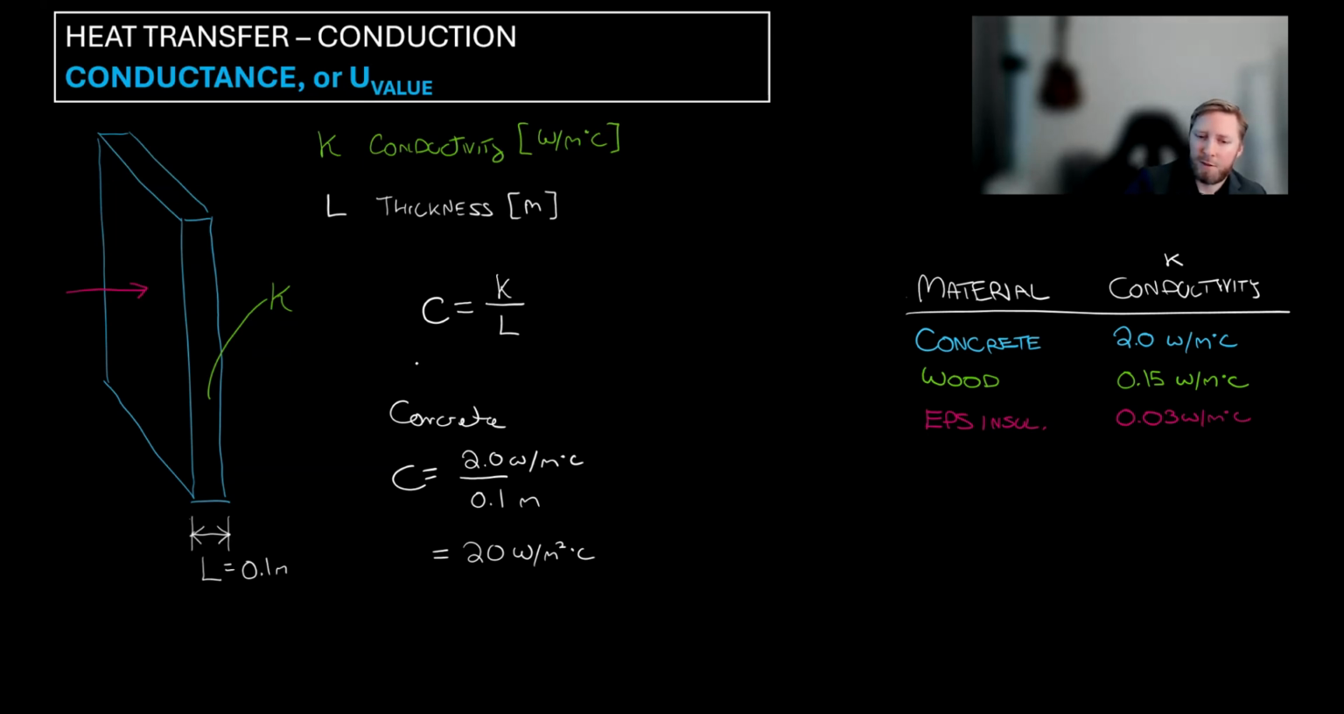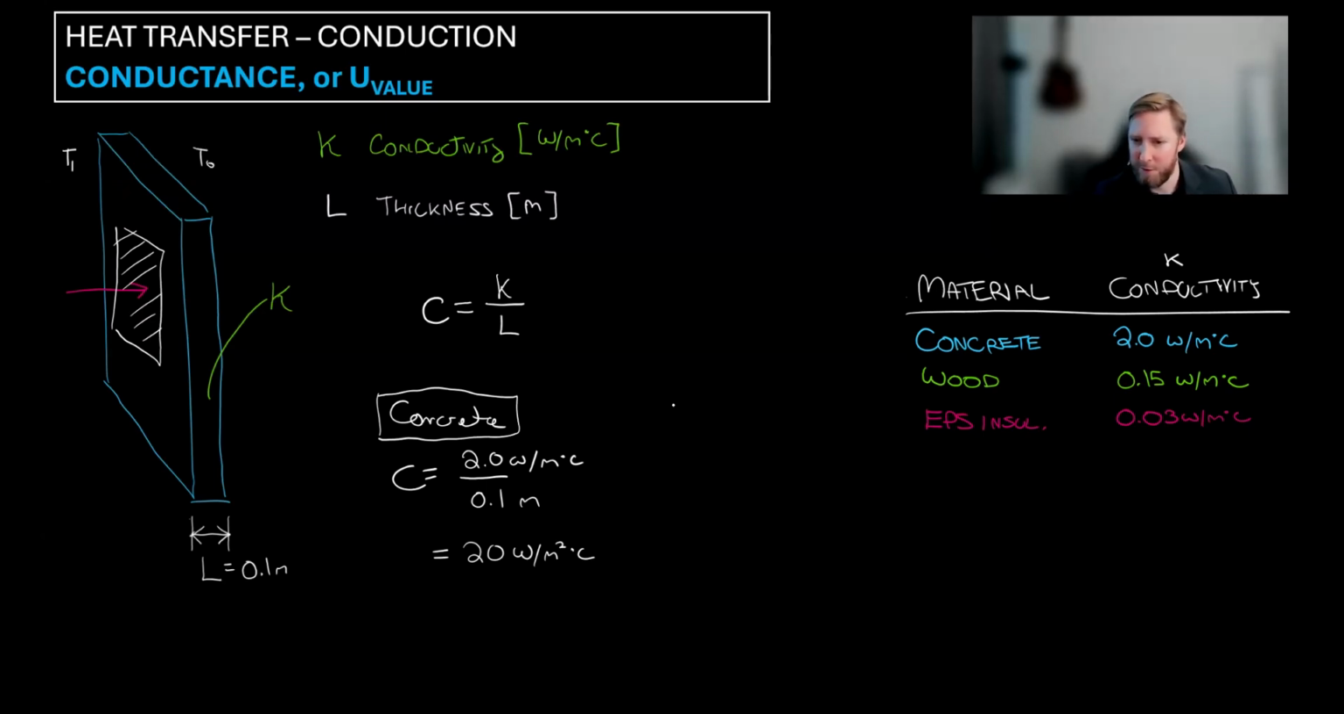So this tells us that for this concrete wall system, we're going to lose 20 watts of heat for every meter squared for the temperature differential. If I were to draw a 1 meter squared area here, within this 1 meter square we're going to lose 20 watts of energy for every degree Celsius in temperature differential. That would be the difference between the temperature inside and the temperature outside.